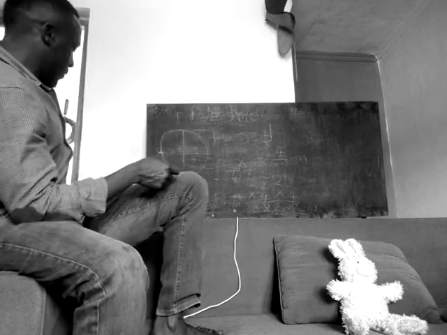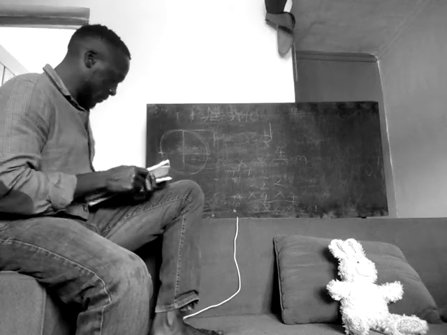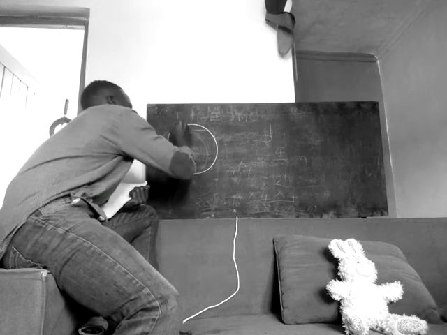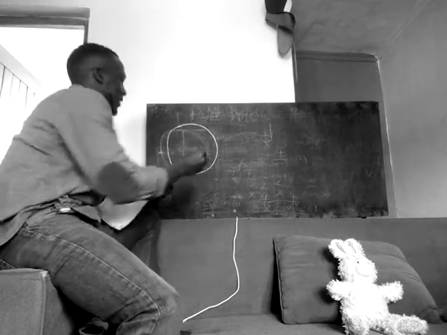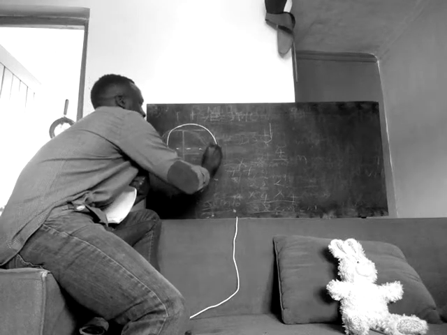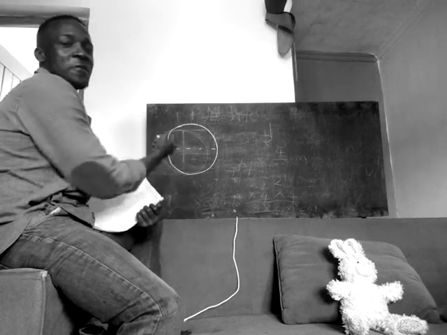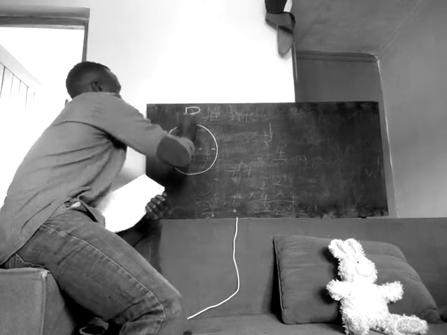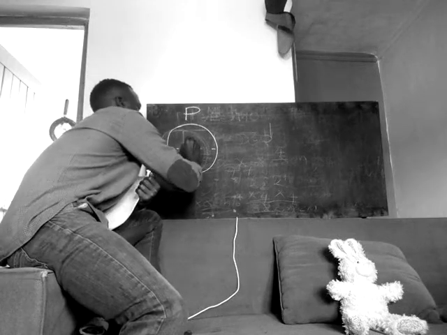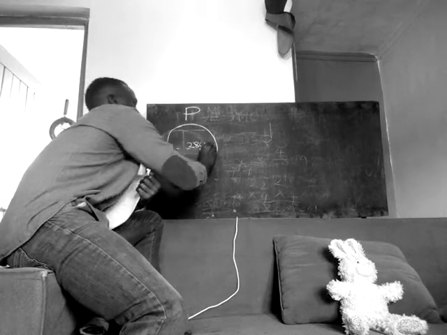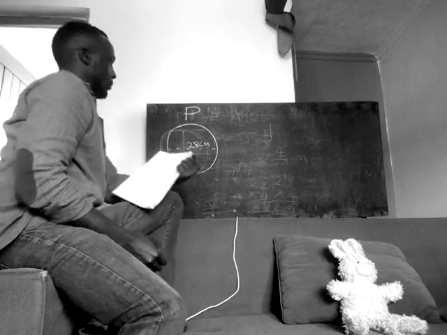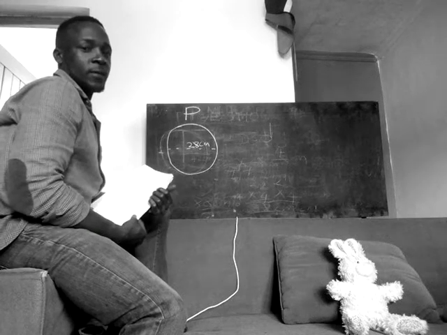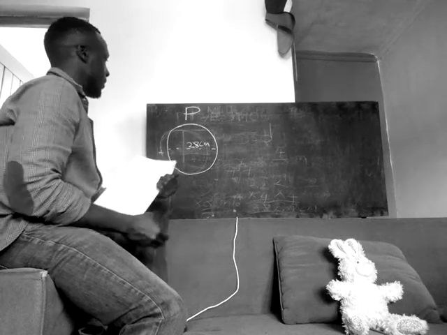So the first diagram, I have a book here. Don't mind my circle. It says find the perimeter of this figure. The diameter of the circle is 28 centimeters. What do we do, class?